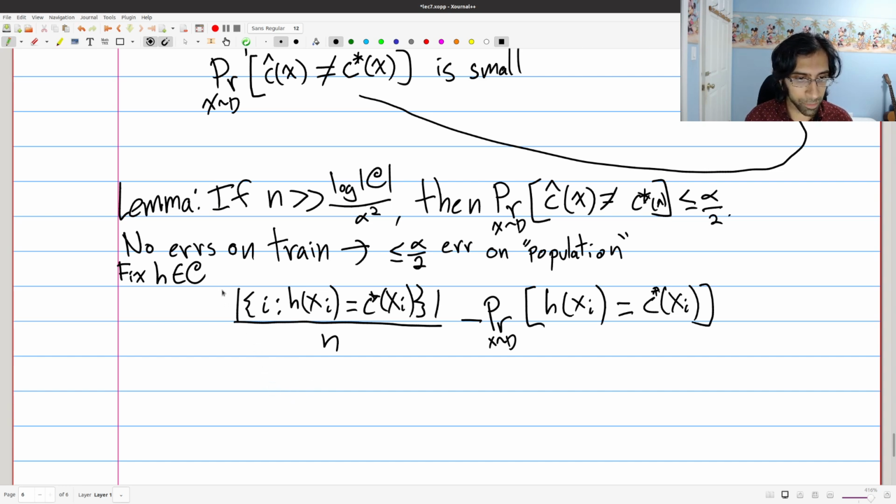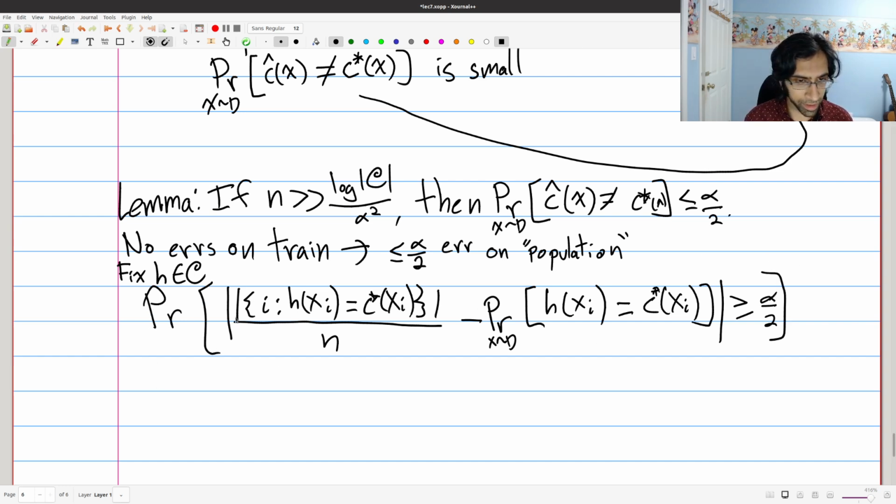Now this is nice because we know very well how to control how far things deviate from their expectation. So all we're going to do is use a Chernoff bound here. We're going to say that the probability that this is greater than or equal to, say, alpha over 2, is going to be bounded by the following.